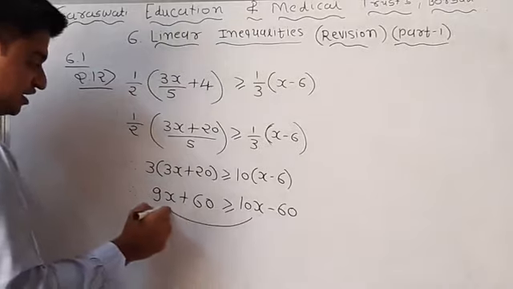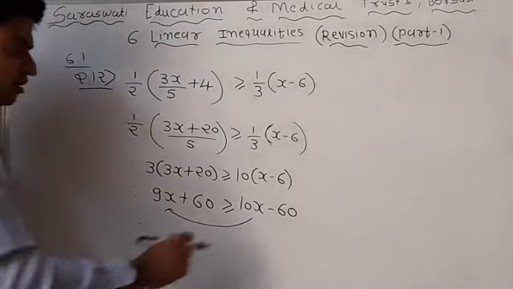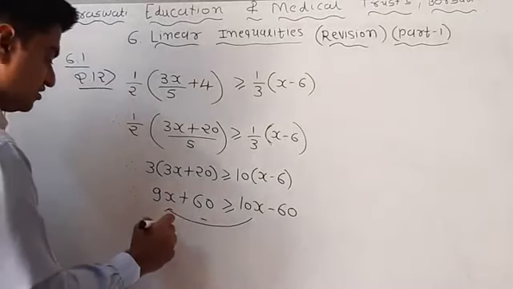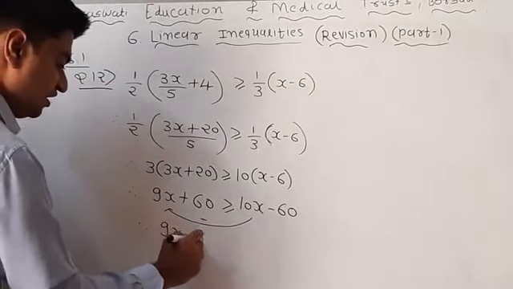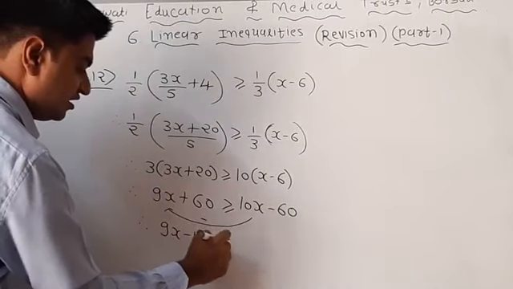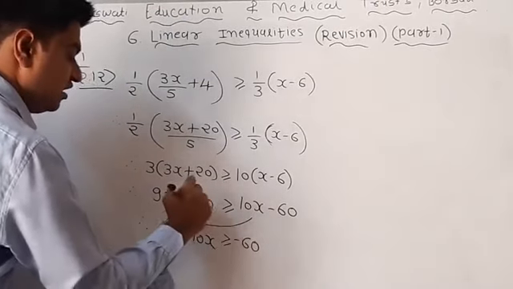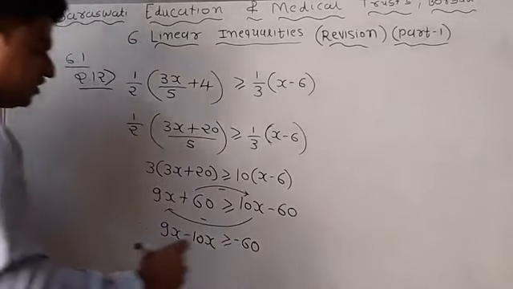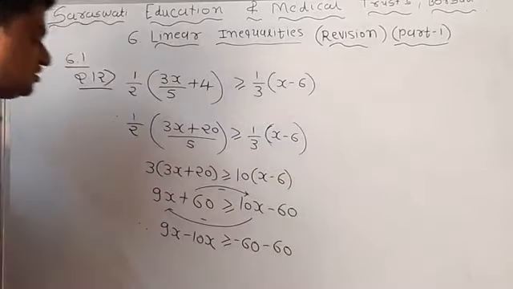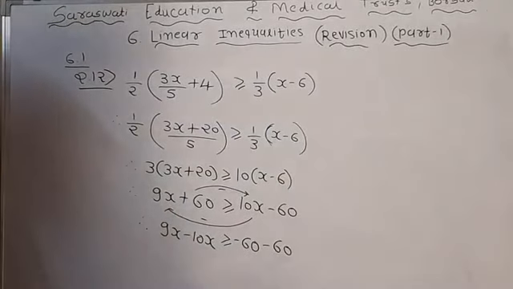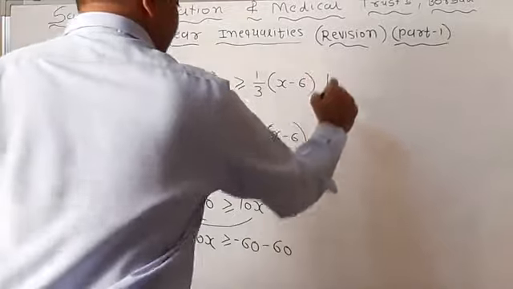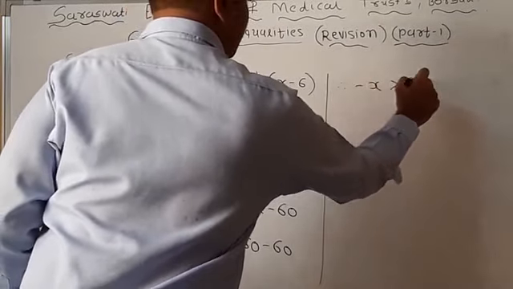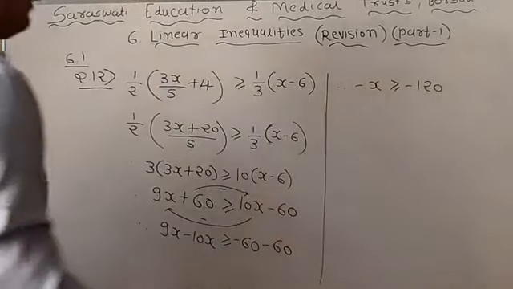Only when the same sign is present on both sides can we cancel out the term. Now plus 10x is written on the opposite side. Here a plus sign is present, and moving it to the opposite side, we write a minus sign. So 9x minus 10x greater than or equal to minus 60. Now plus 60 is written on the opposite side with the sign changed, so minus 60. Okay, 9x minus 10x means minus x greater than or equal to minus 120.